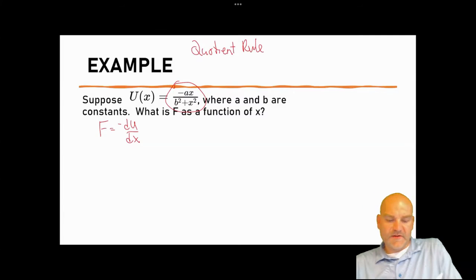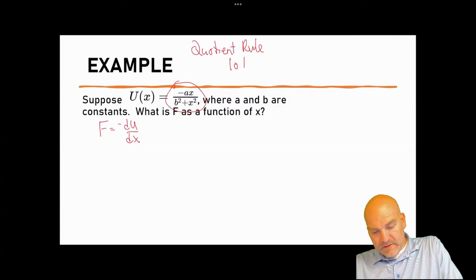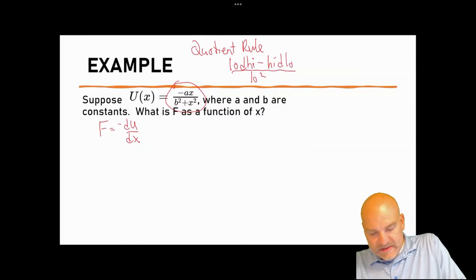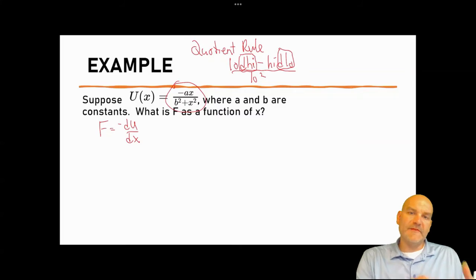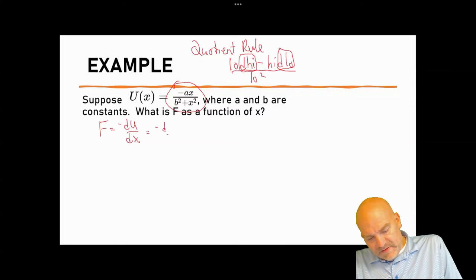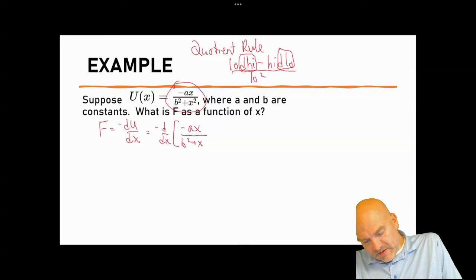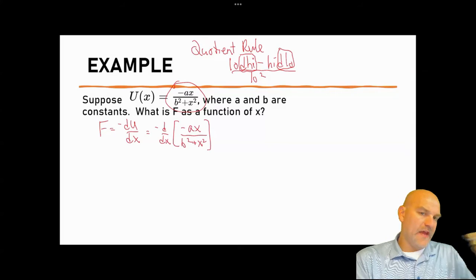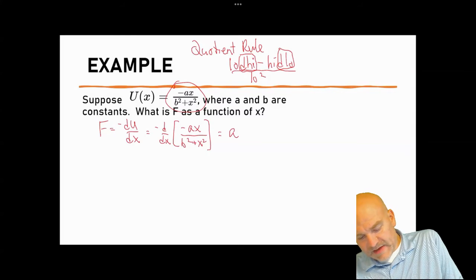So you should have learned about this in your calculus class. And the way I like to talk about it is low d high minus high d low over low squared. Okay, so when we say d high and d low, we're talking about the derivatives. So we're going to take the bottom times the derivative of the top minus the top times the derivative of the bottom, divided by the bottom squared. Okay, so I'm going to say negative d/dx of this function, so negative ax over b squared plus x squared. Because of the negative, I can pull negative a out in front, and so that makes it a positive.